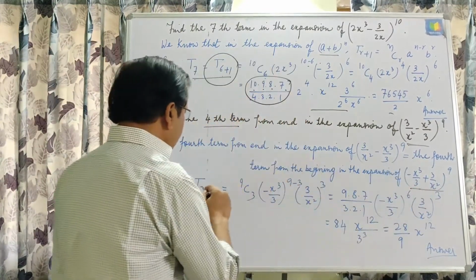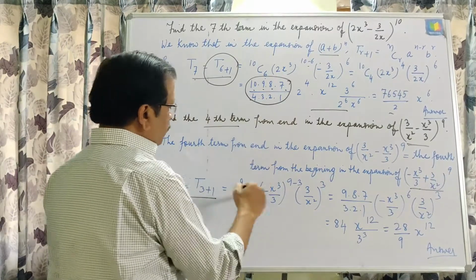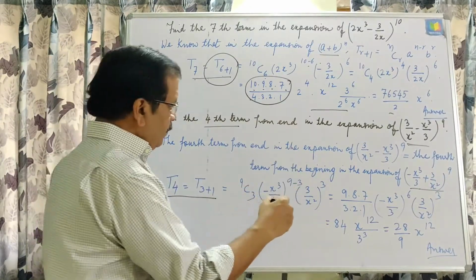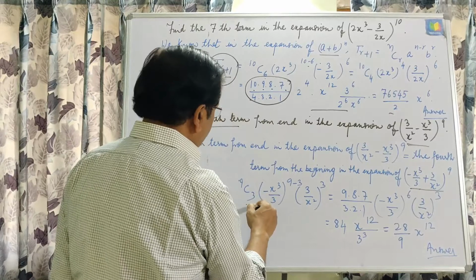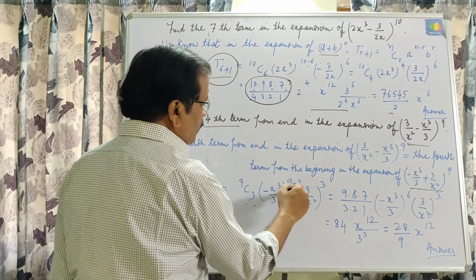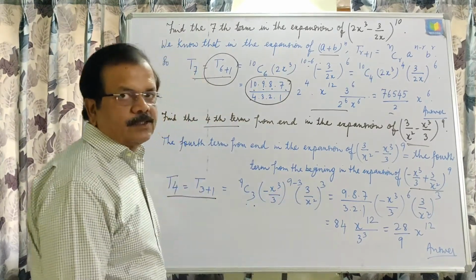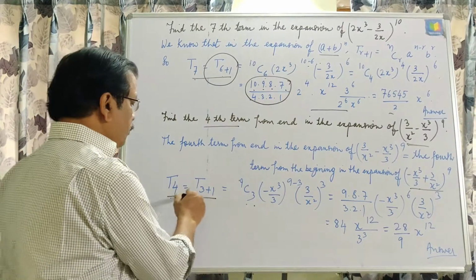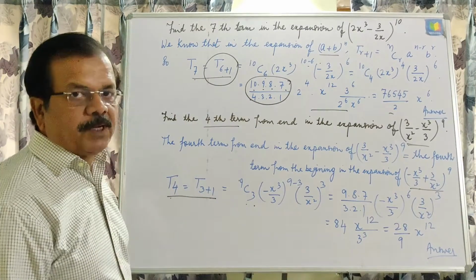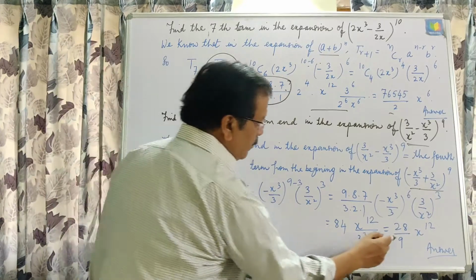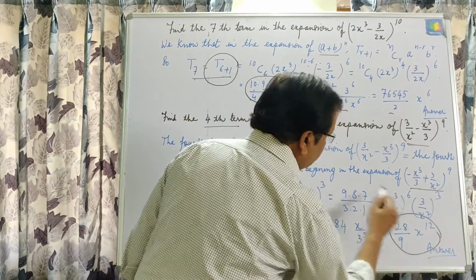And then you write the fourth term from the end, that will be 9C3 (−x³/3)^(9−3) (3/x²)^3, because T4 can be written as T(3+1). And then after simplifying, you get this value.